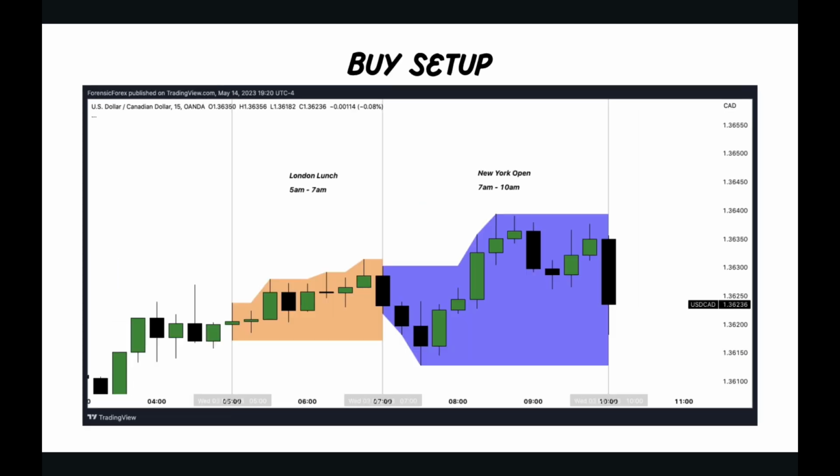And inversely, a buy setup looks like this. So here it's US dollar versus Canadian dollar. The shaded orange area is the London lunch and the shaded blue area is the New York open.